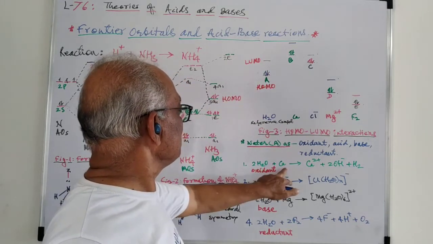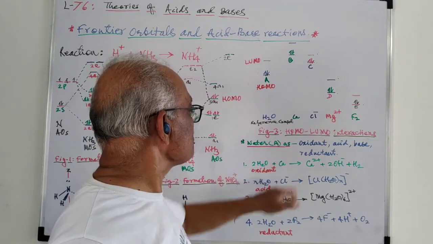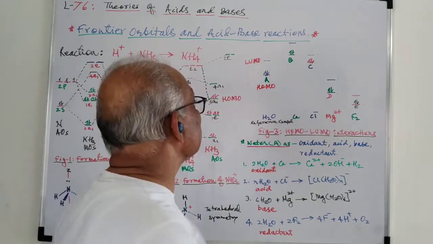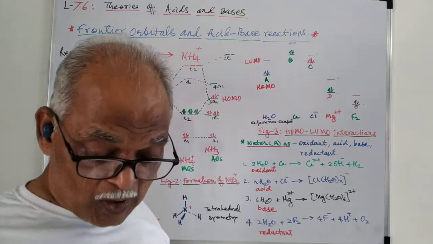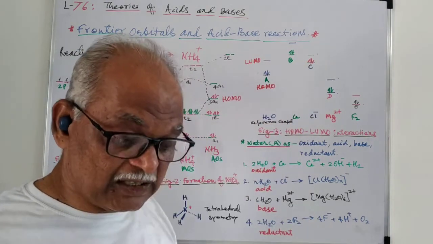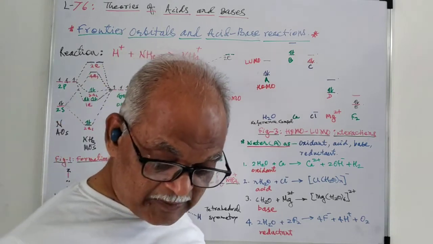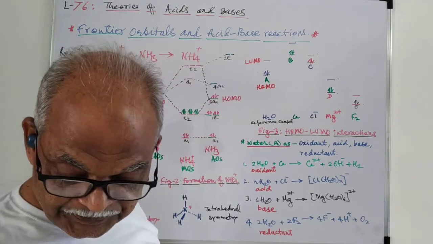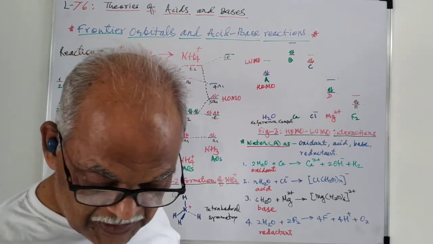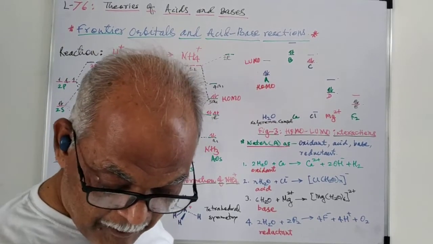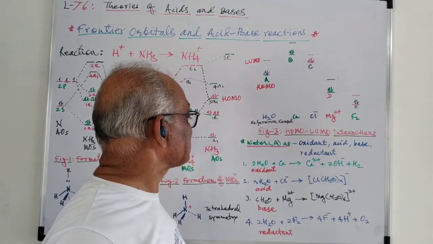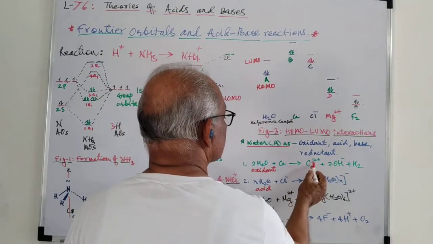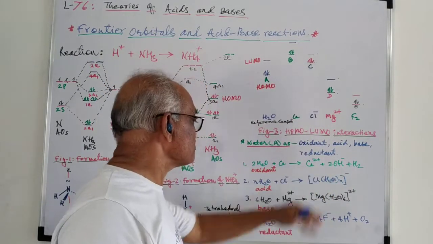So it is directly moving to the LUMO. Here you will see that the electrons are transferred. The energy difference between this LUMO and the calcium HOMO is much higher. Because of this, you will find that the transfer of electrons takes place completely. So electrons of calcium are transferred to water.